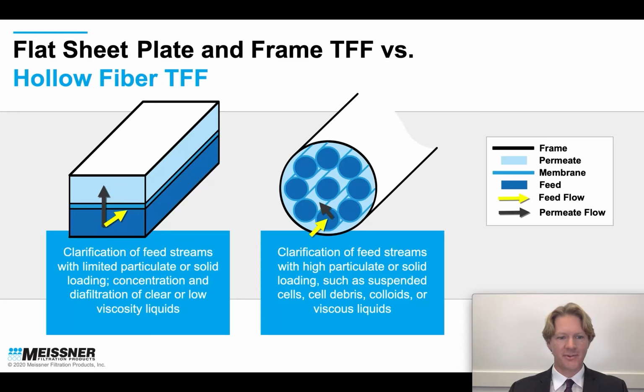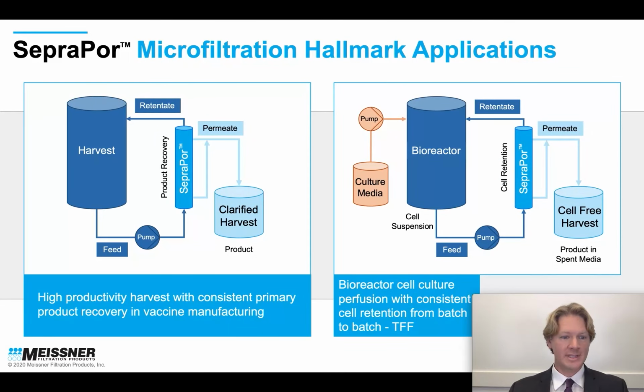Plate and frame is preferred for clarification of cleaner feed streams and is typically used for concentration and diafiltration of clear or low viscosity products. Hollow fibers are preferred for clarification of feed streams with high particulate or high solid loading and for shear sensitive applications. The new SepraPor microfiltration hollow fiber membranes are ideal for high productivity harvest and cell culture perfusion applications.